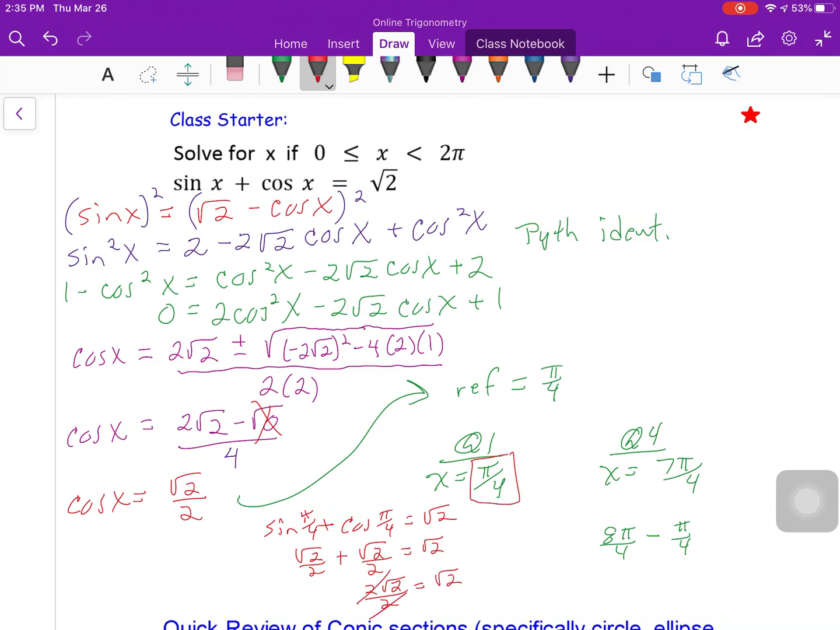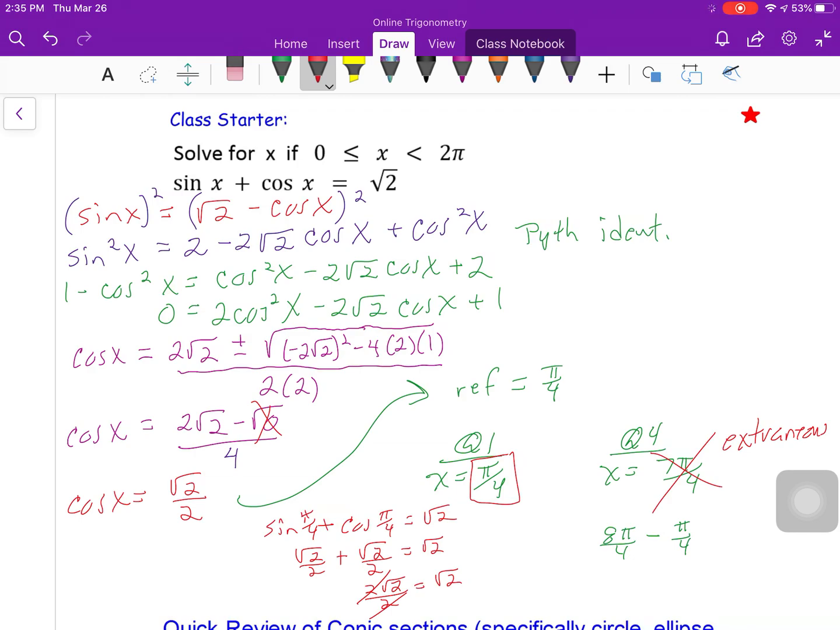And that does check. So pi over 4 does work. The quadrant 4 angle is not going to work because in quadrant 4, although cosine's positive, sine will be negative. So this one was an extraneous root. It was introduced when we squared both sides.